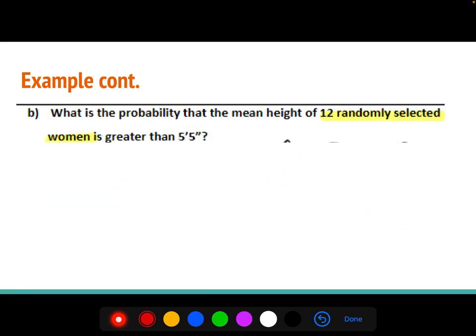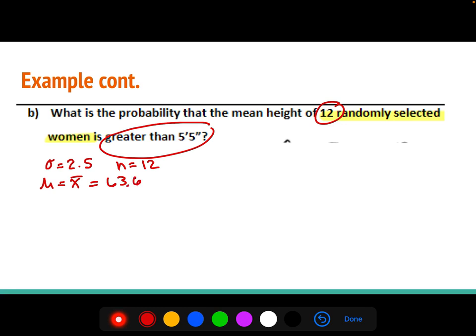So we have a 28% probability they're taller than 5'5". What's the probability that the mean height of 12 randomly selected women is greater than that? So we're going to say sigma was 2.5 a moment ago. N is 12. X bar is 63.6.